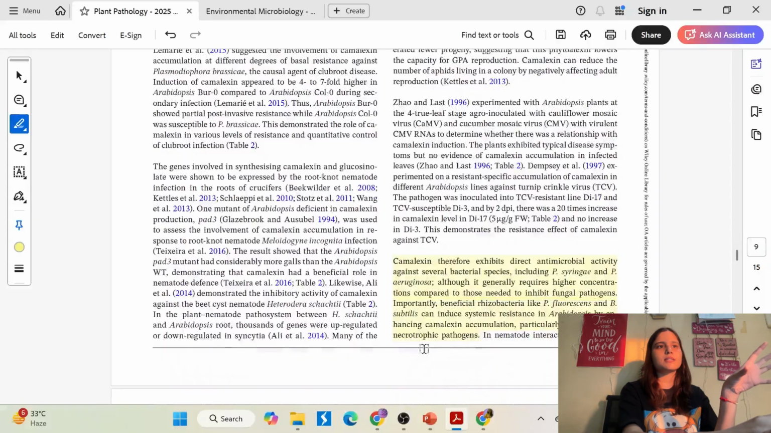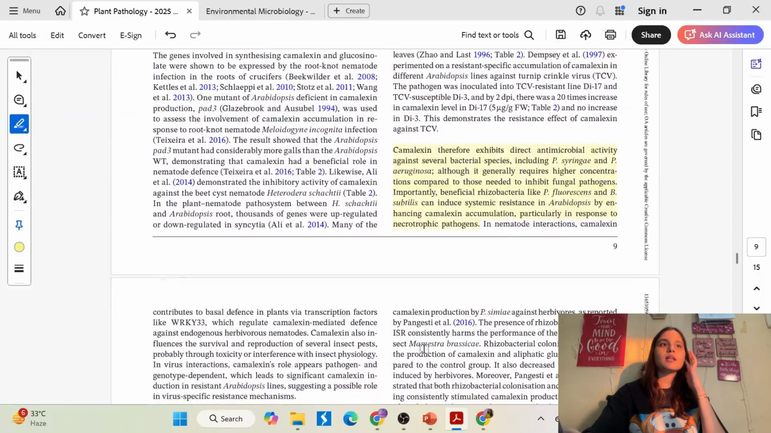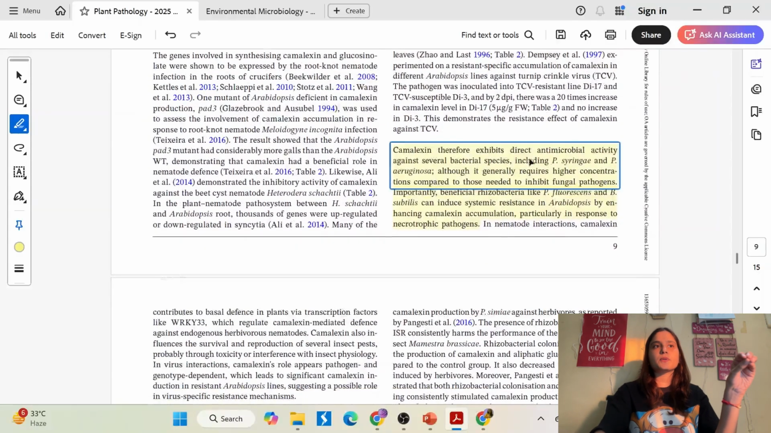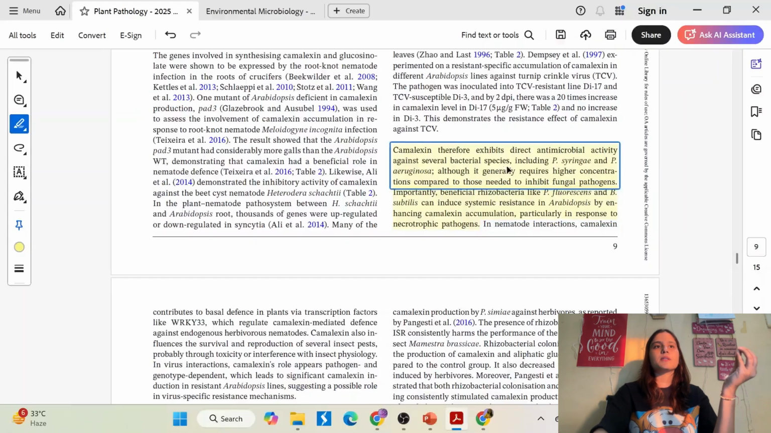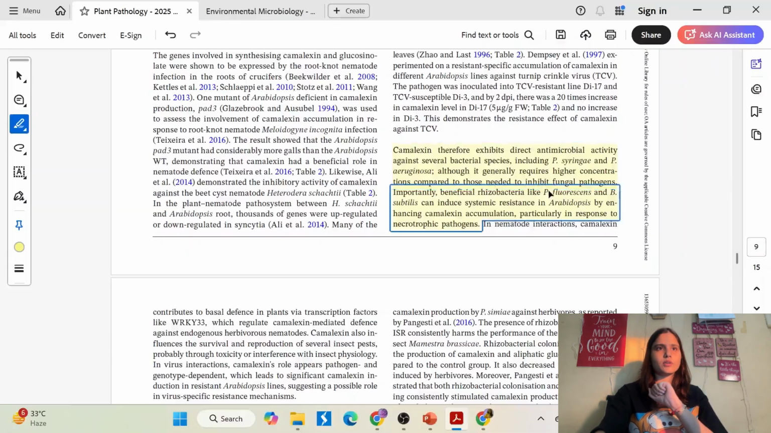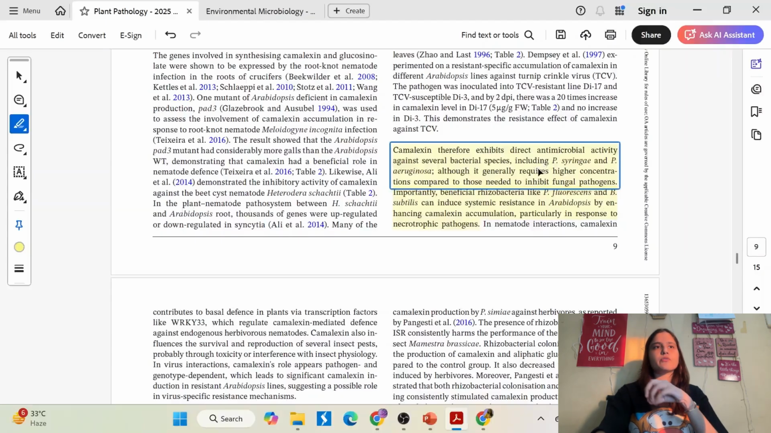First we are going to see over here. The first point is camalexin exhibits direct antimicrobial activity against several bacterial species, like we have seen in the documented list of bacteria, for example Pseudomonas syringae and Pseudomonas aeruginosa. But it also requires a higher concentration in comparison to those in order to inhibit the fungal pathogen. Okay, so the inhibition is okay, but the concentration of phytoalexin varies in case of both bacteria as well as fungus.